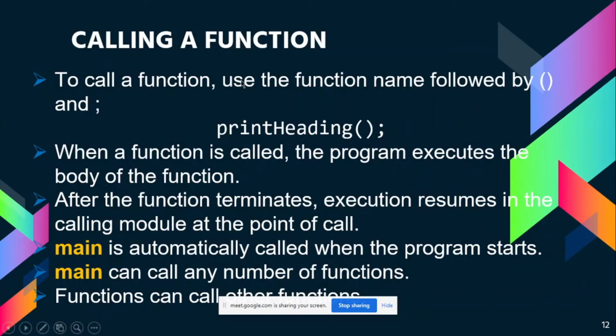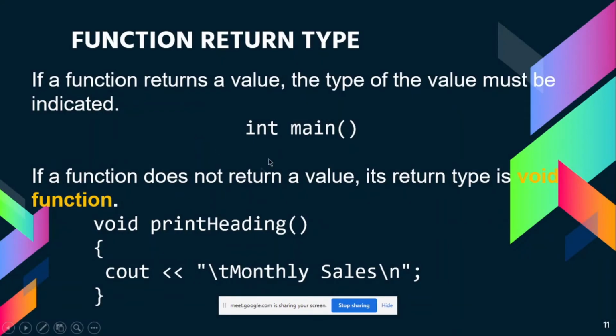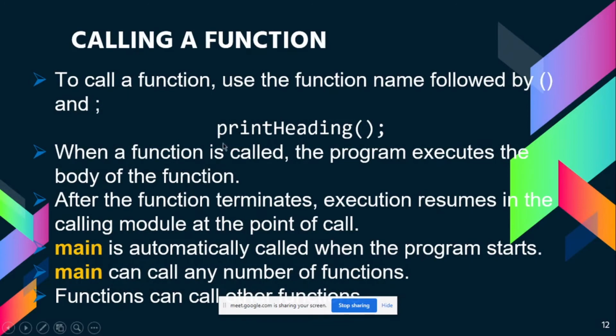To call a function, use the function name followed by parentheses and a semicolon. Notice the difference. For a function definition, void print heading, then parentheses, there is no semicolon. But when you call it, you write print heading, your function name, then the parameter list, and a semicolon. Why? Because it is now considered a statement, so it has a semicolon.